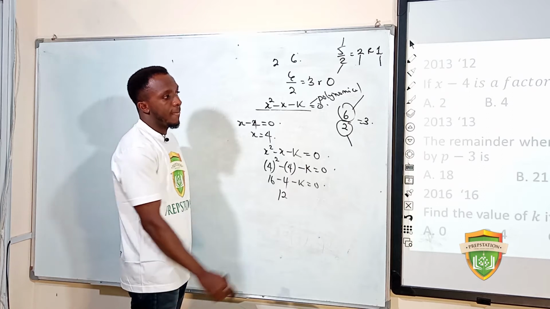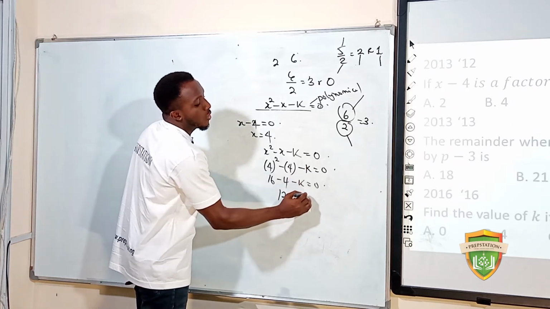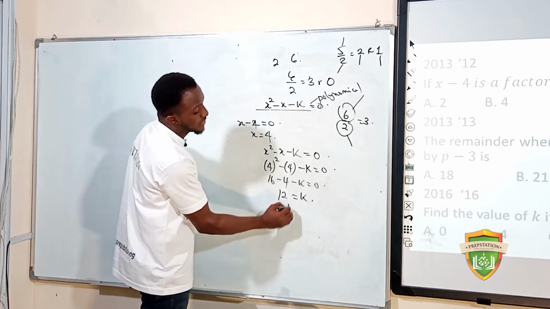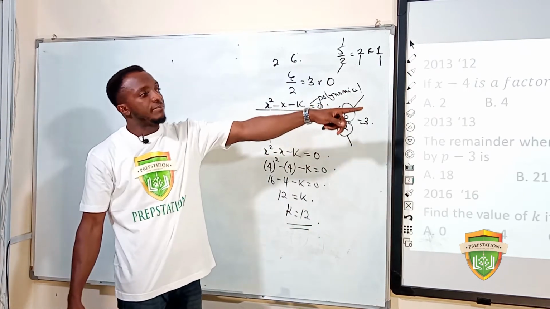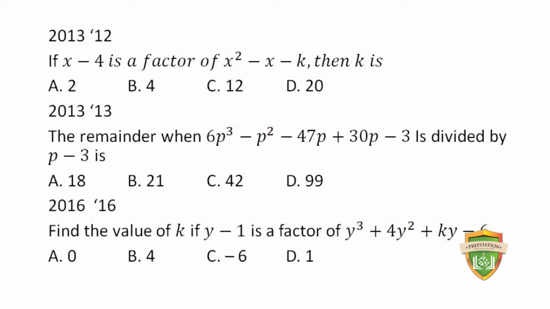16 minus 4 is 12, and so 12 equals k. And if 12 equals k, it means k equals 12. That is it. So that's the answer. k is 12. So the correct answer there is option C, as you can see there.